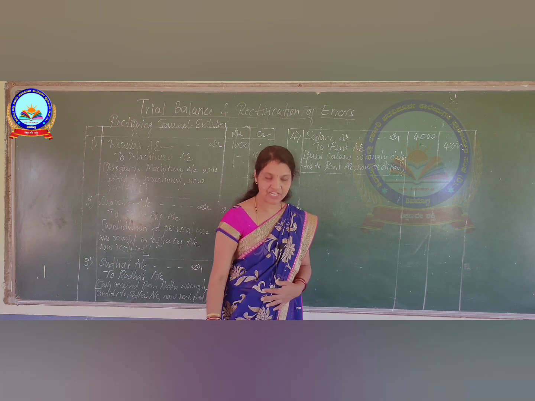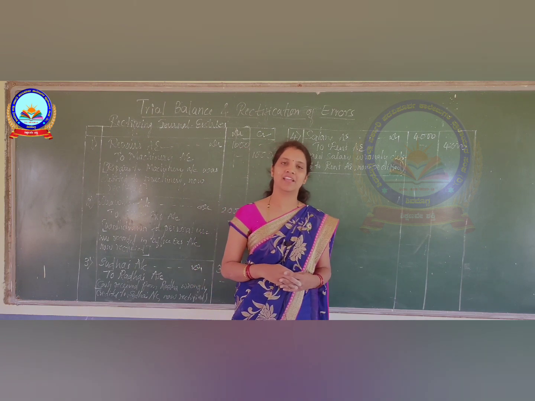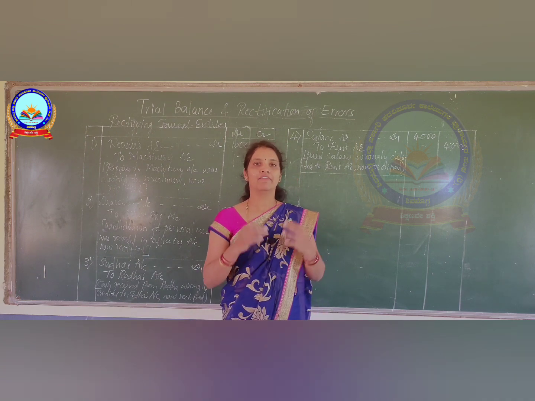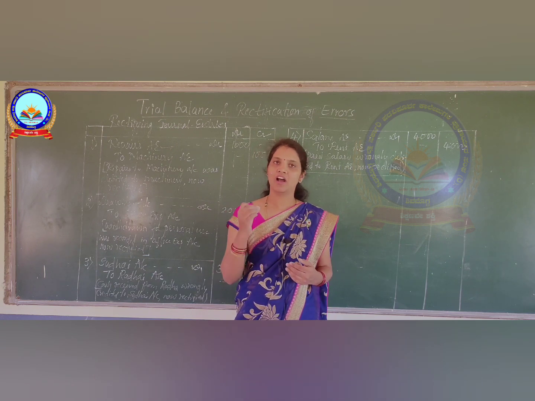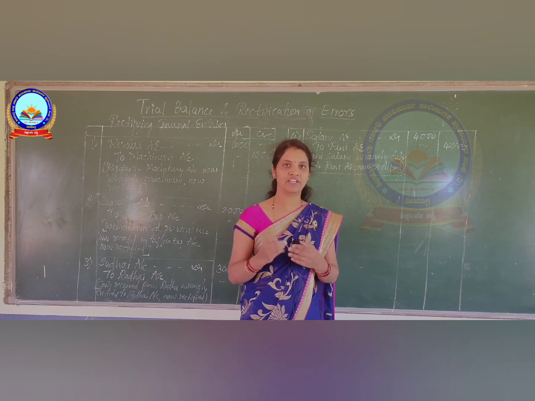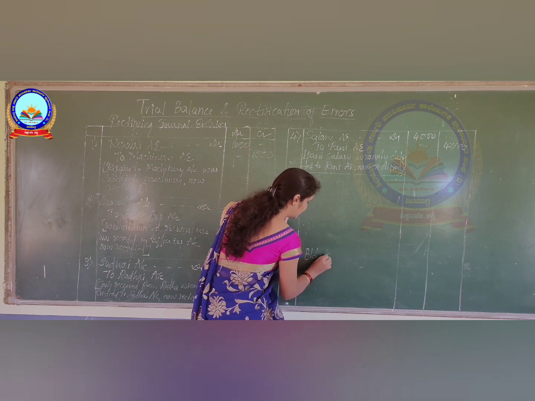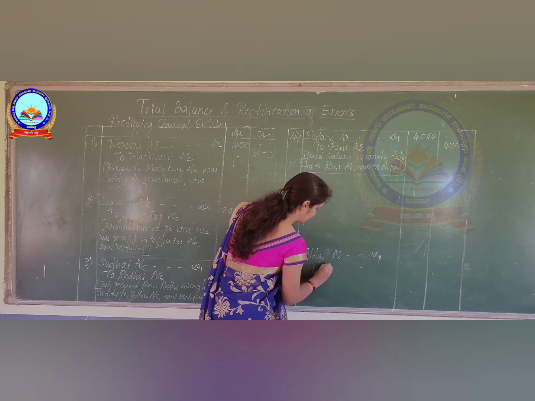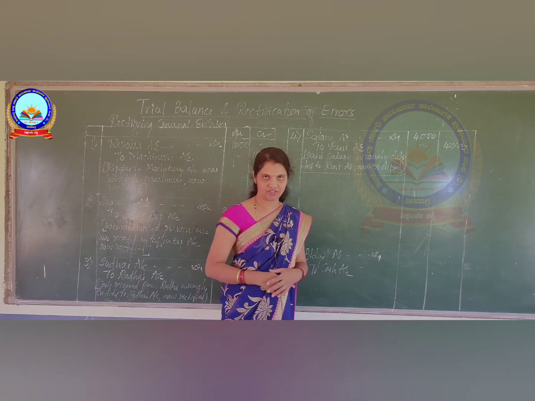fifth one: extension to building rupees 50,000 has been debited to repairs account. See here, the transaction is extension to building. When we extend the building, it becomes our asset. Asset account is to be debited. Here the asset is building, so buildings account debtor to cash account. When we construct the building, the entry is buildings account debtor to cash account. This is the correct entry for the transaction.